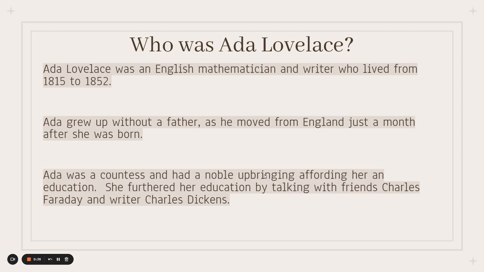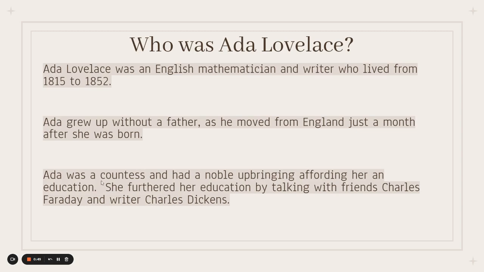So who exactly was Ada Lovelace? She was an English mathematician and a writer who lived from 1815 to 1852. She grew up without a father, as he moved from England just a month after she was born. Turns out Dad had a lot of illegitimate children, and so once he had a real one, I guess he decided to up and leave.